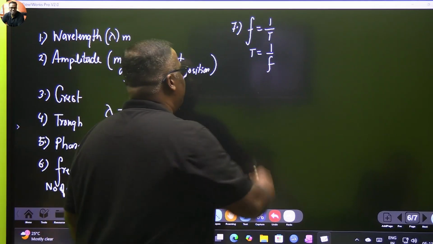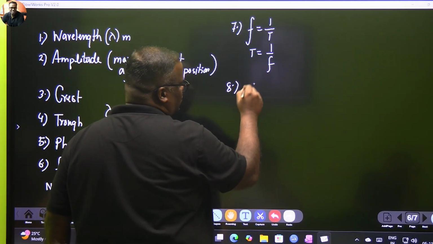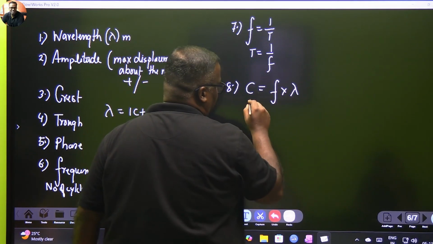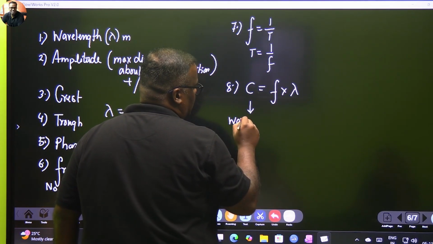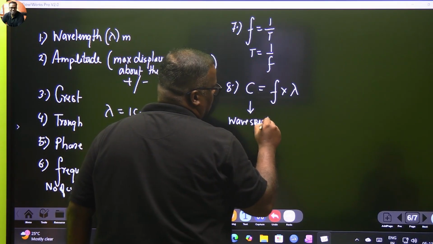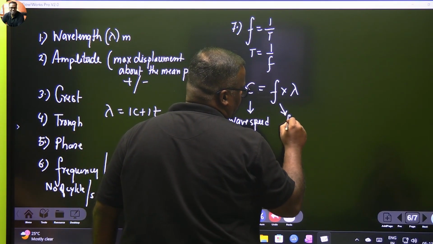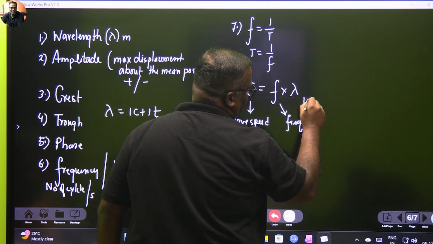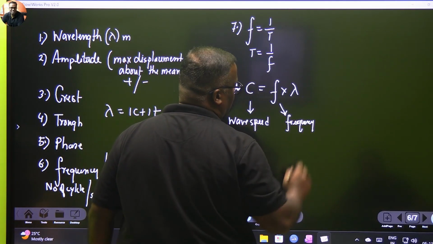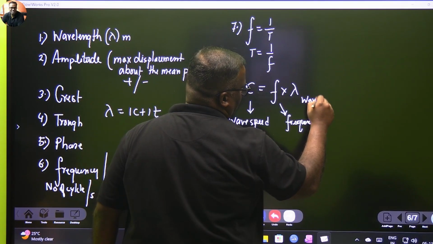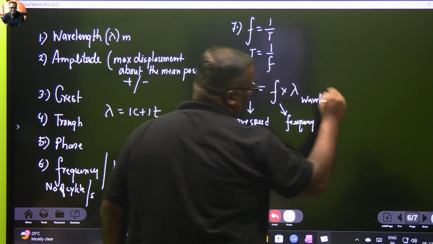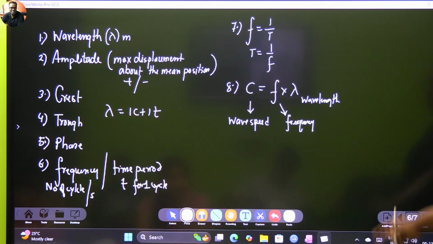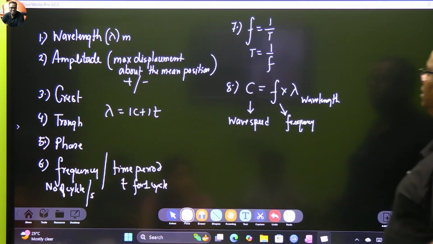Very, very handy. Then the next one we get is the wave speed. Wave speed c is given by frequency into lambda. This is known as wave speed, which is equal to frequency multiplied by wavelength. Now let's talk about something a bit more interesting. Now the fun will begin, look at this.